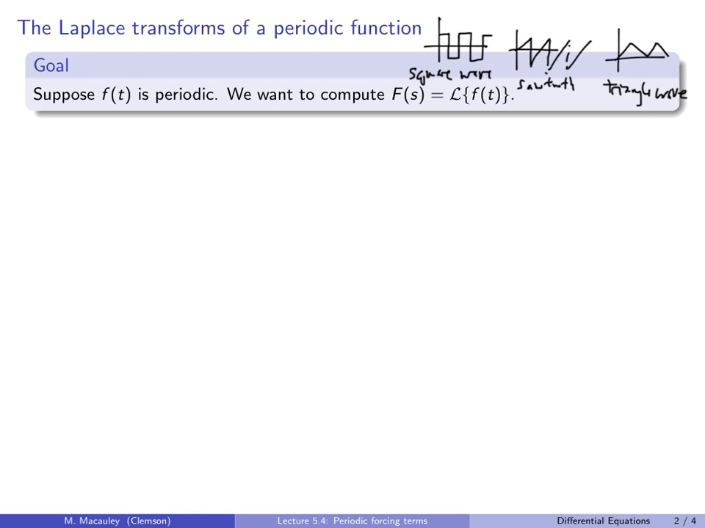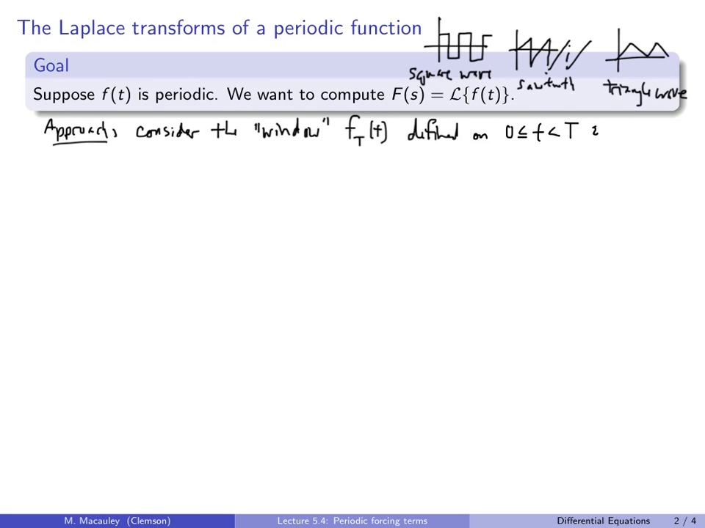So here's the approach. The approach is to consider what I'll call the window, and let me give it a new name, and call it f sub T of t, where capital T is the period. It's defined on 0 to T, and extended to be periodic. In other words, we want to write this function f of t as this little window and then extended. I think it's better if I draw a picture.